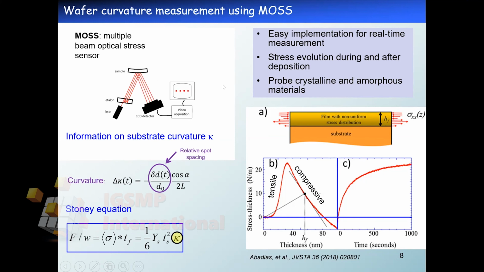So this technique is interesting because it can be easily implemented in a vacuum chamber or in a system where you will make some annealing experiment. And it's also quite powerful because you can probe both crystalline and amorphous materials.